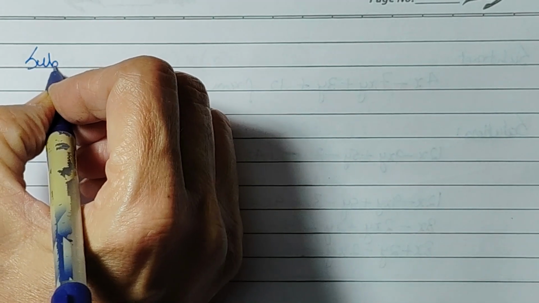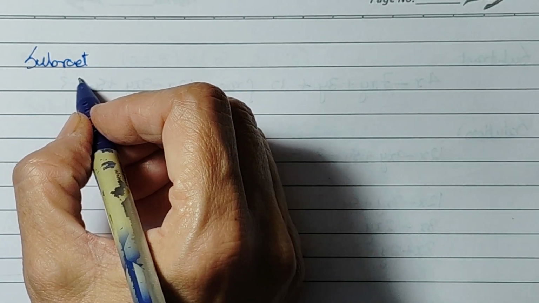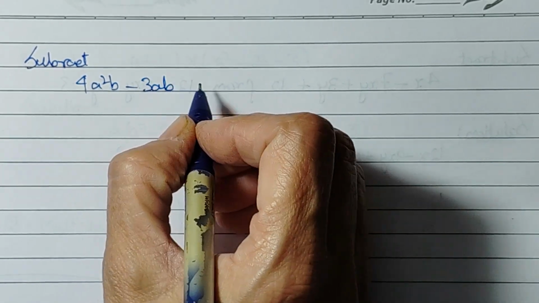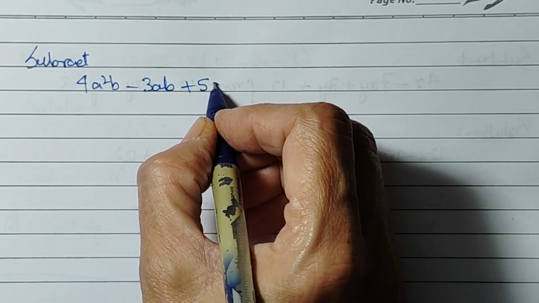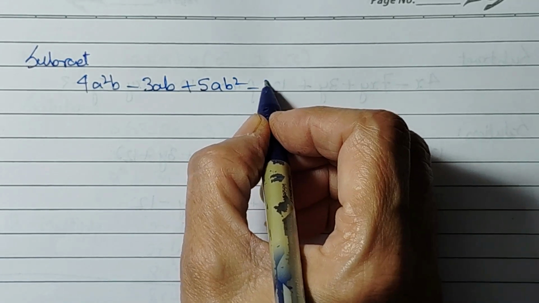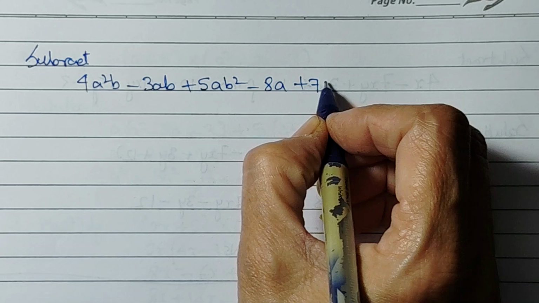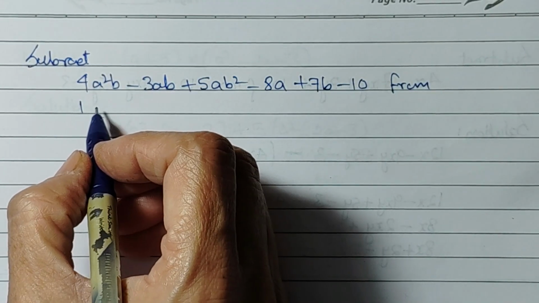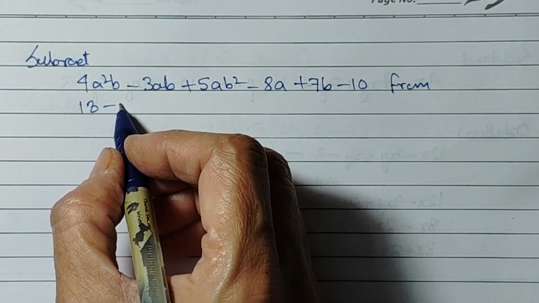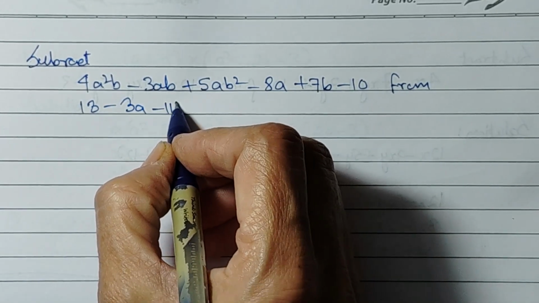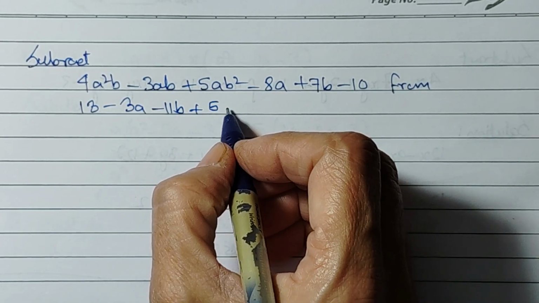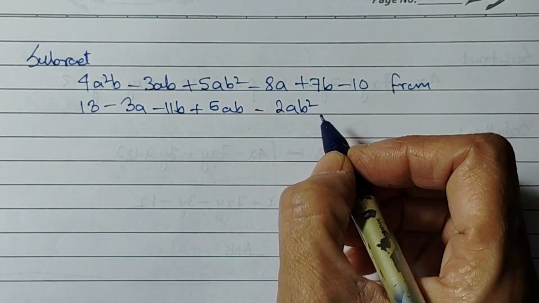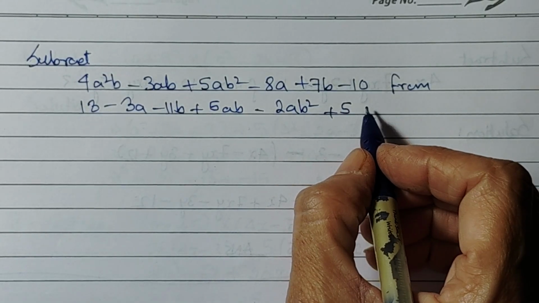Subtract 4a²b − 3a + 5a² − 8a + 7b − 10 from 18 − 3a − 11b + 5ab − 2ab² + 5a²b.